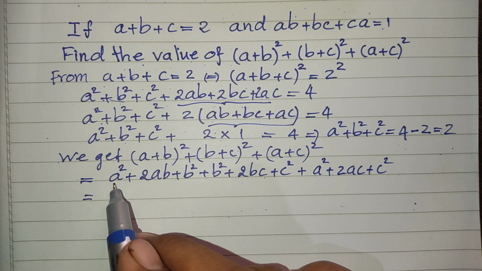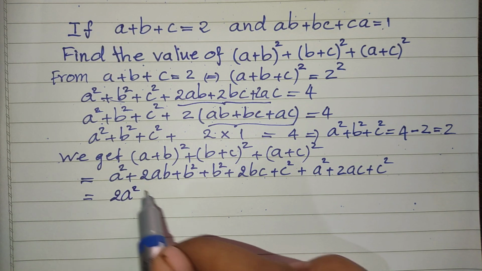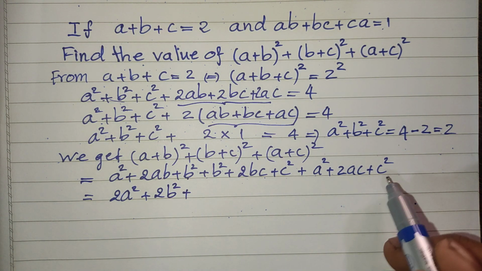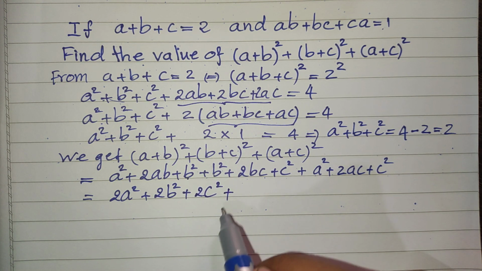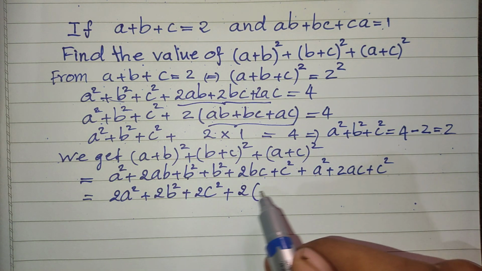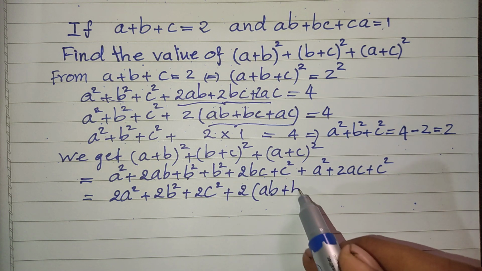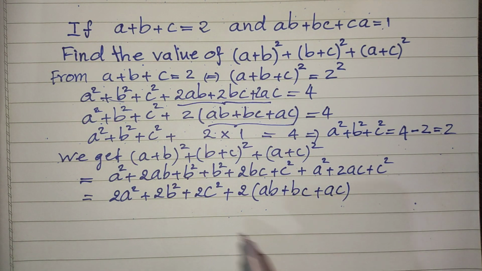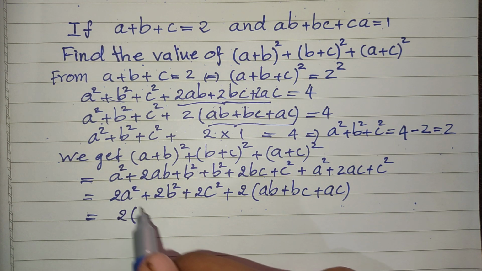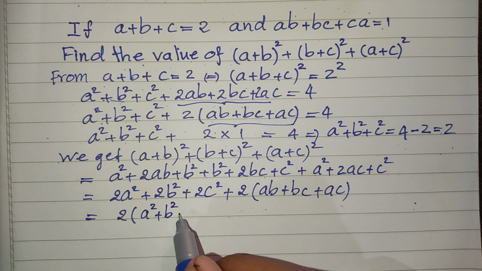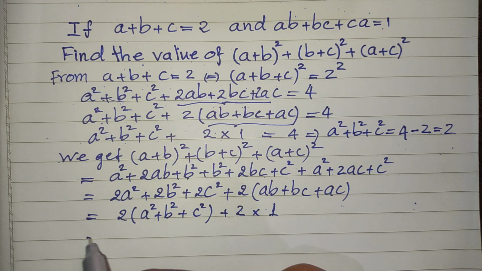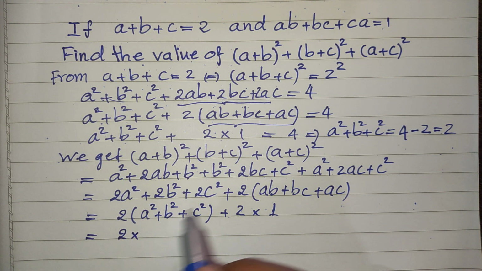Now we get A squared and A squared, which gives 2A squared, plus B squared and B squared, which gives 2B squared, plus C squared and C squared, which gives 2C squared, plus 2AB, 2BC, 2AC. Taking 2 out as a common factor, we get AB plus BC plus AC. This is equal to 2 multiplied by (A squared plus B squared plus C squared) plus 2 multiplied by 1, and A squared plus B squared plus C squared is equal to 2.